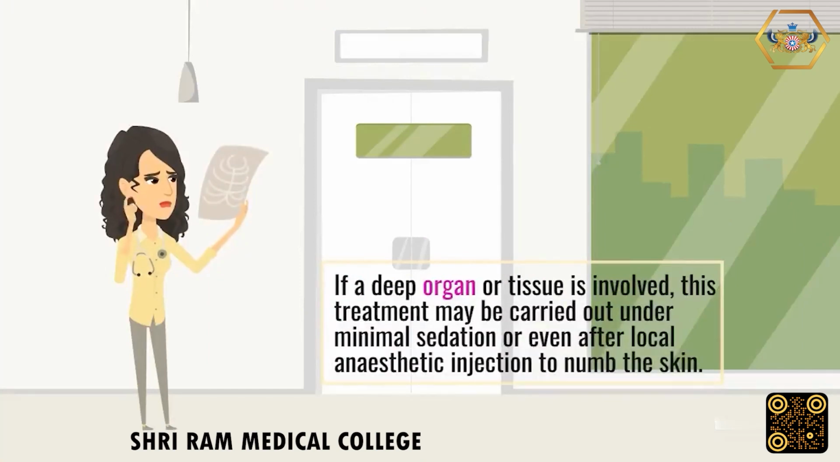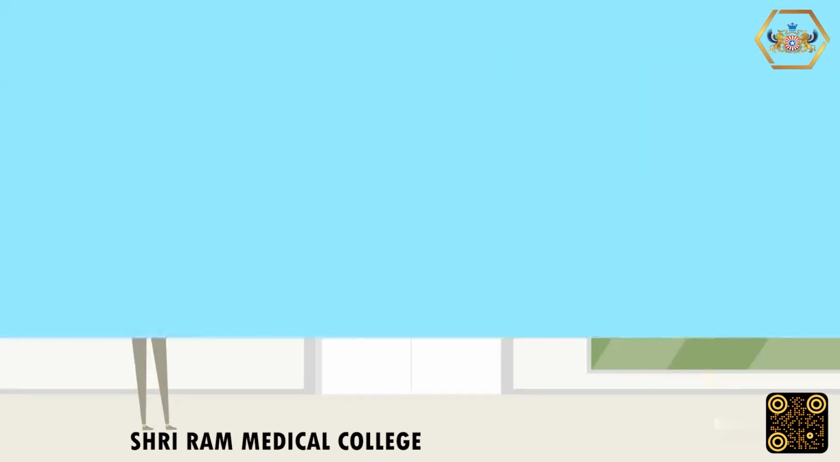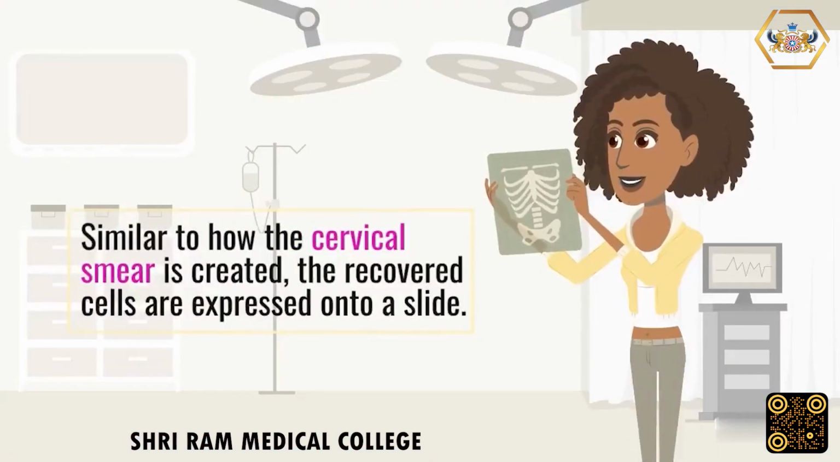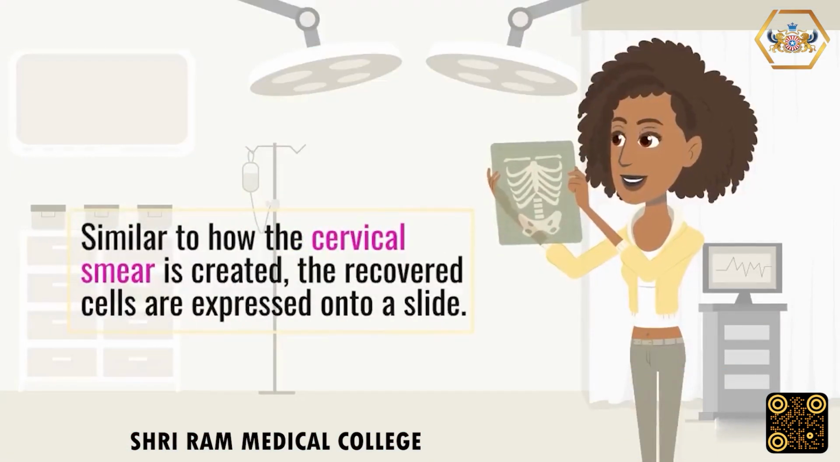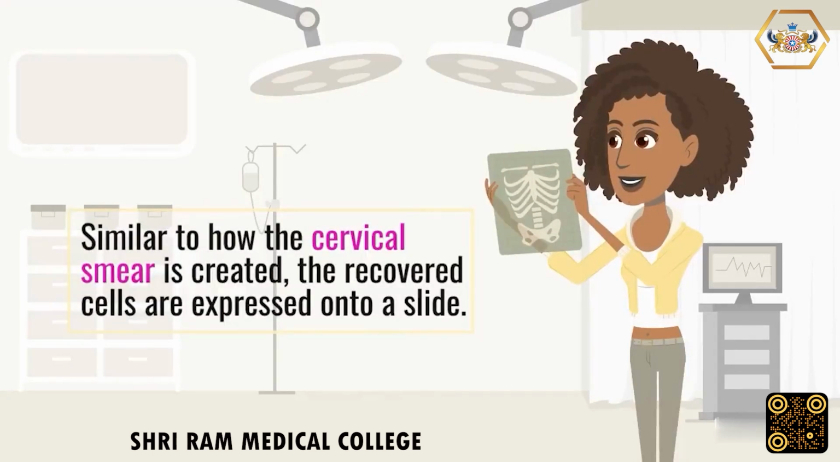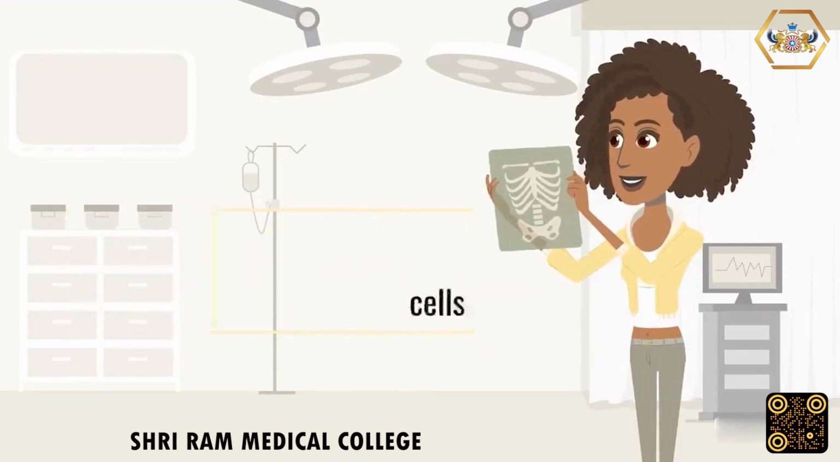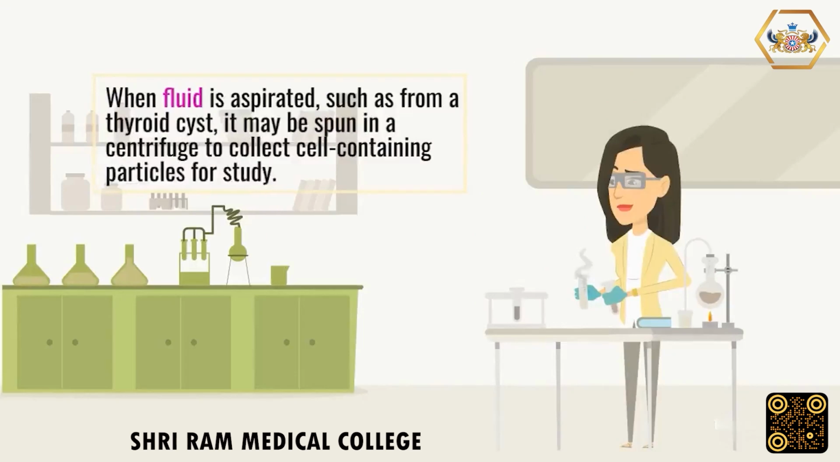If a deep organ or tissue is involved, this treatment may be carried out under minimal sedation or even after local anesthetic injection to numb the skin. Similar to how the cervical smear is created, the recovered cells are expressed onto a slide. When fluid is aspirated, such as from a thyroid cyst, it may be spun in a centrifuge to collect cell-containing particles for study.